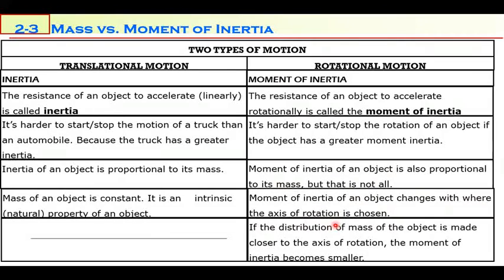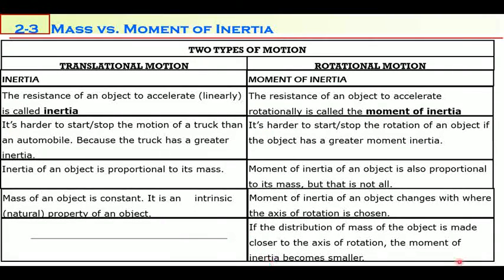If you make the distribution of mass closer to the axis of rotation, moment of inertia gets smaller, and it is easy to rotate. So if the distribution of mass, that is, the particles of the mass, parts of the object, is farther from the axis of rotation, moment of inertia is greater. If parts of the mass are somehow made closer to the axis of rotation, moment of inertia is smaller. So this is the similarity, and also the difference, between inertia and moment of inertia.